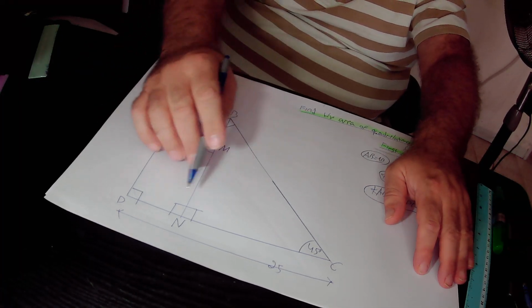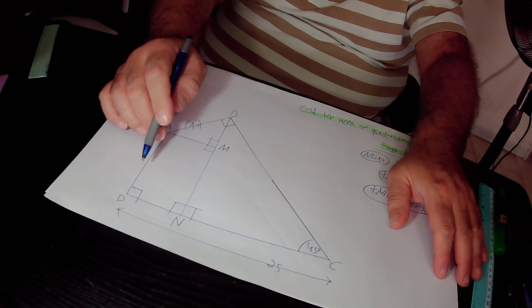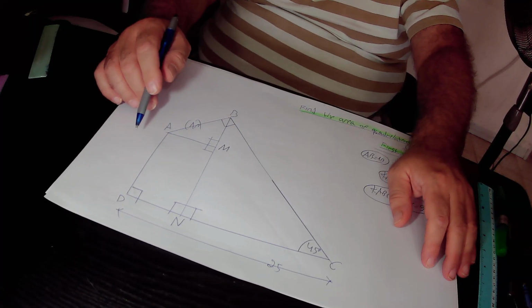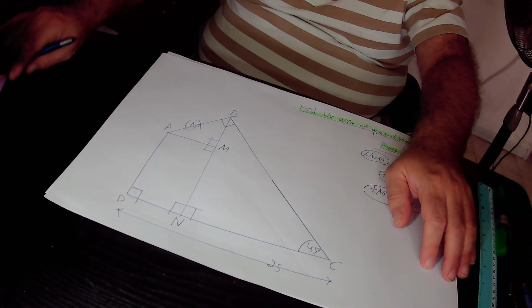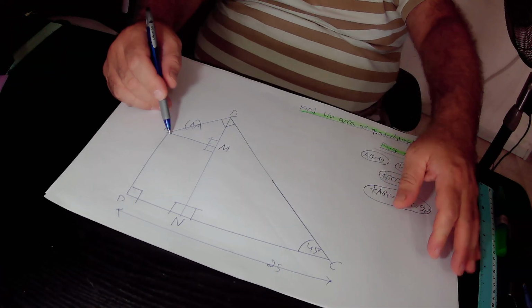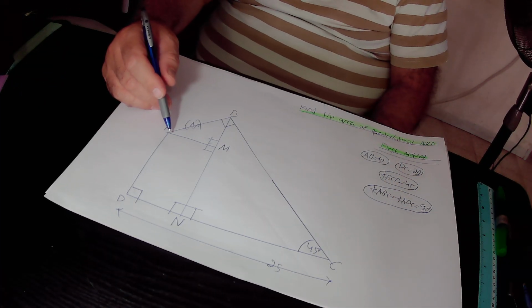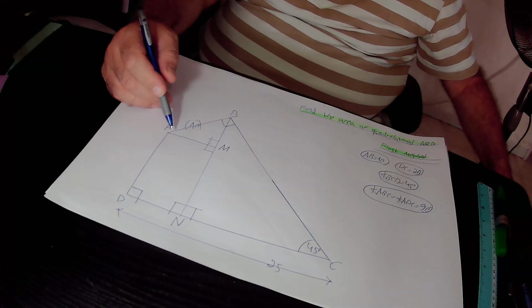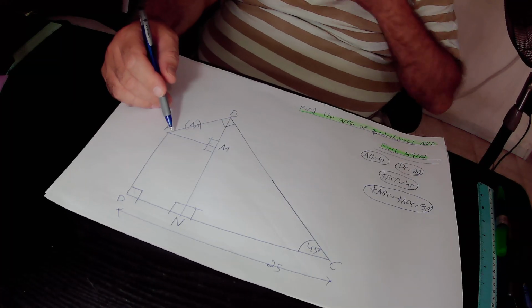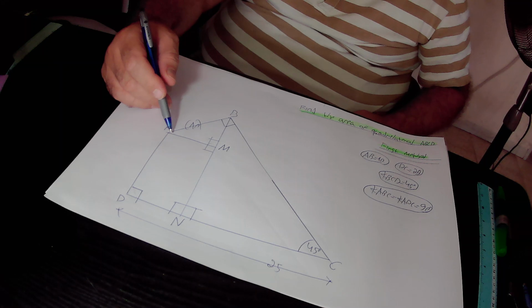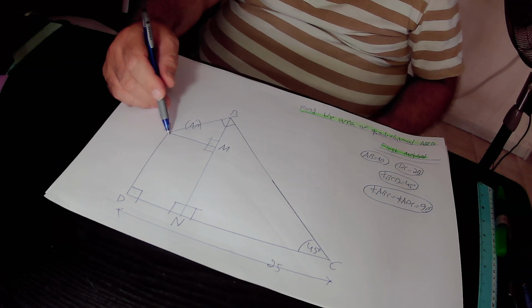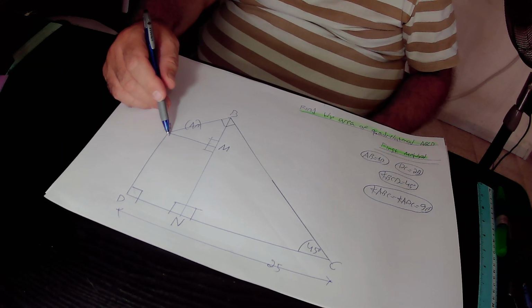Inside quadrilateral AMND, we have 1, 2, 3 angles. The sum of the 3 angles is 270 degrees, so 270 degrees plus the size of this fourth angle in total must be equal to 360 degrees, according to the rule that the sum of the angles in any quadrilateral is equal to 360 degrees. And therefore this fourth angle must be equal to 90 degrees in size.